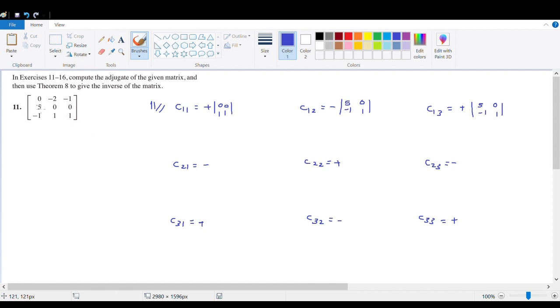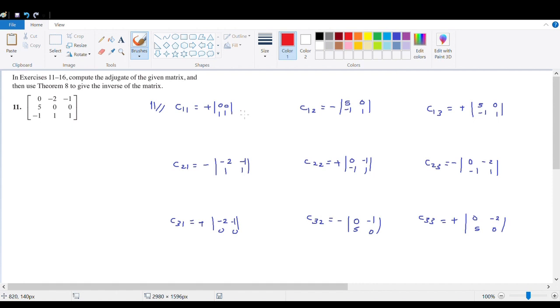Similarly for C21, we take this element, cross this one out, and we are left with minus 2, minus 1, then 1, 1. For C22, we are left with 0, minus 1, then minus 1, 1. For C23, we cross this one out, so we have 0, minus 2, minus 1, and 1. Then for C31, we have minus 2, 0, minus 1, 0. For C32, we cross this one out, we have 0, 5, minus 1, 0. Then for C33, we are left with 0, minus 2, 5, 0.